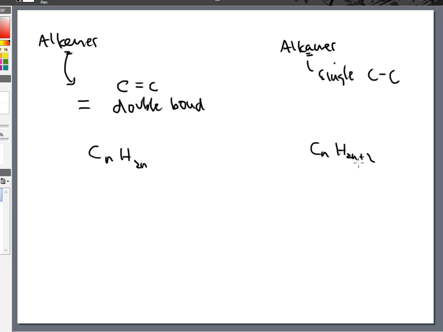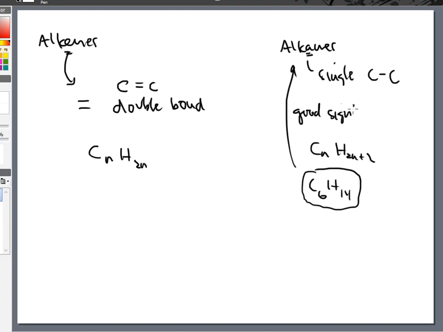CnH2n plus 2. All right, so that meant if I had 6 carbons, well, 6 times 2 is 12, plus 2 more is 14. So if the structure met this criteria, it was what I would call a very good sign. It was not a confirmation. It's a very good sign that it might, there's the key word, might be an alkane.